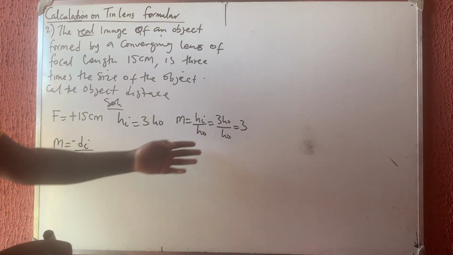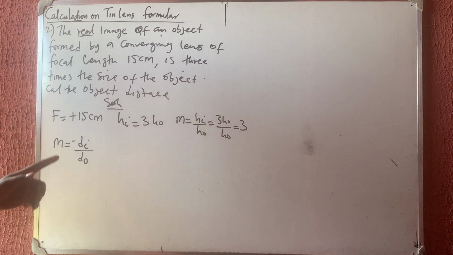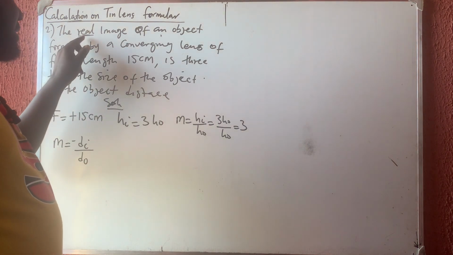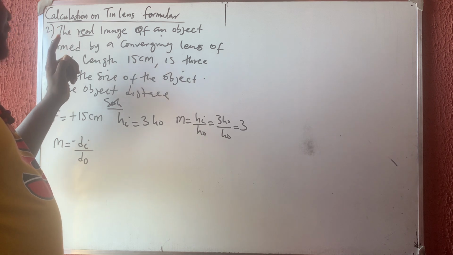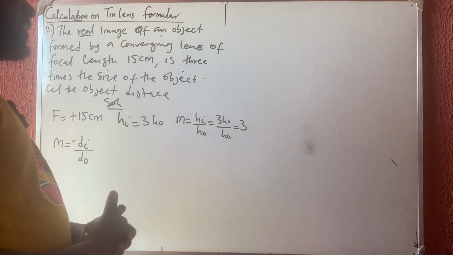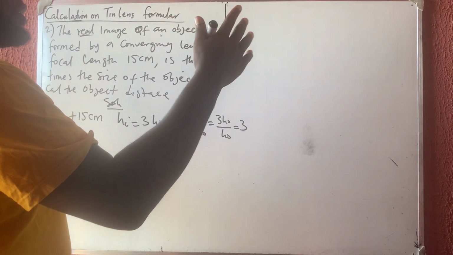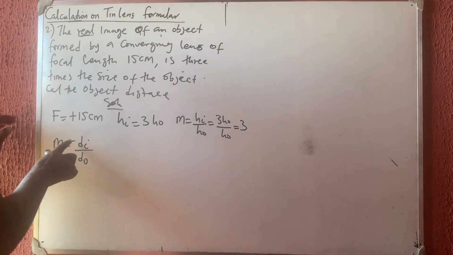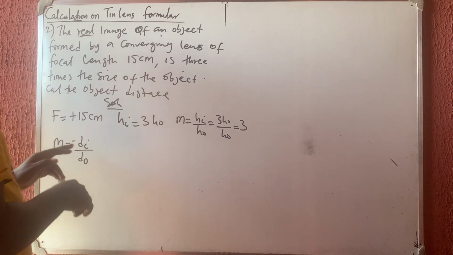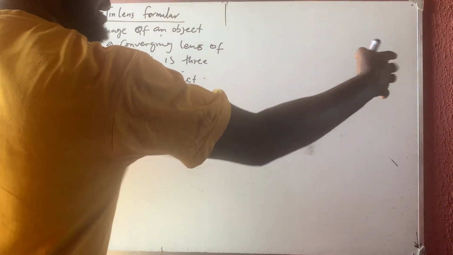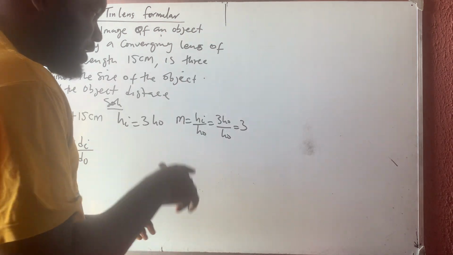But you need to be very, very careful. Since they say that it is a real image, that image has to be formed behind the lens. So it's going to form at the positive side. So you use positive here, don't use negative here, because the distance of the image has to be at the right-hand side for it to be real.